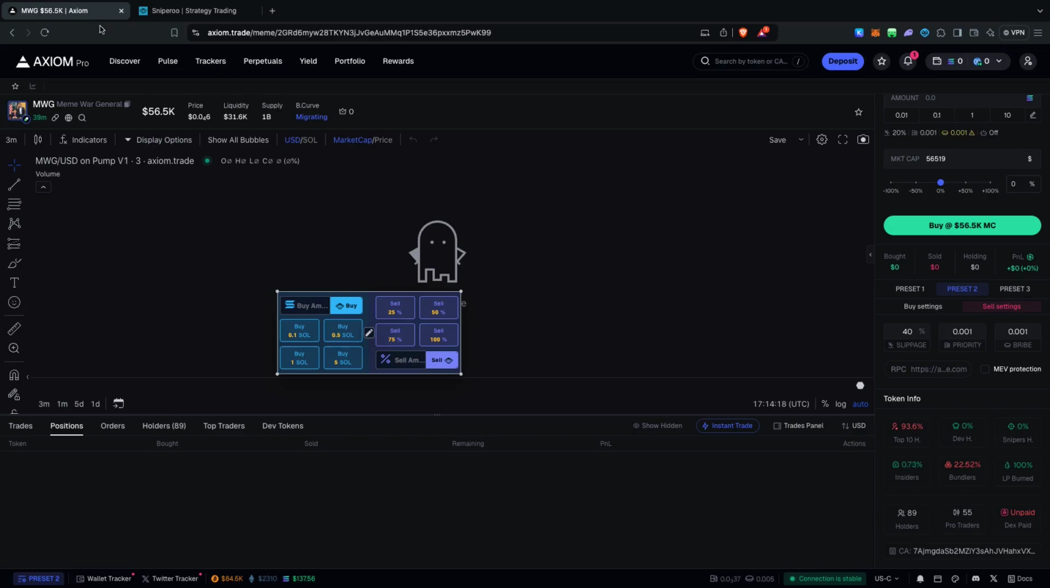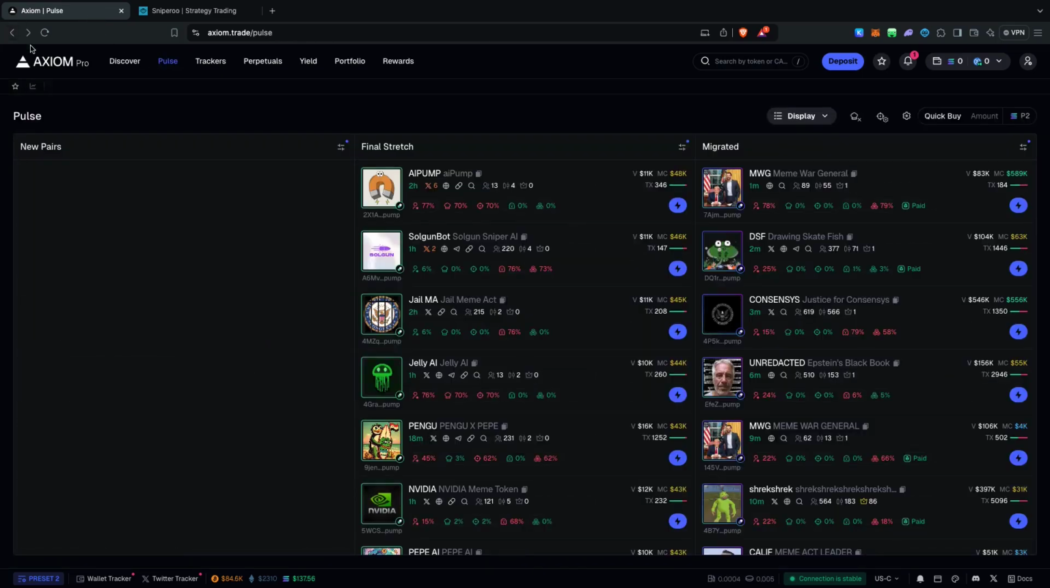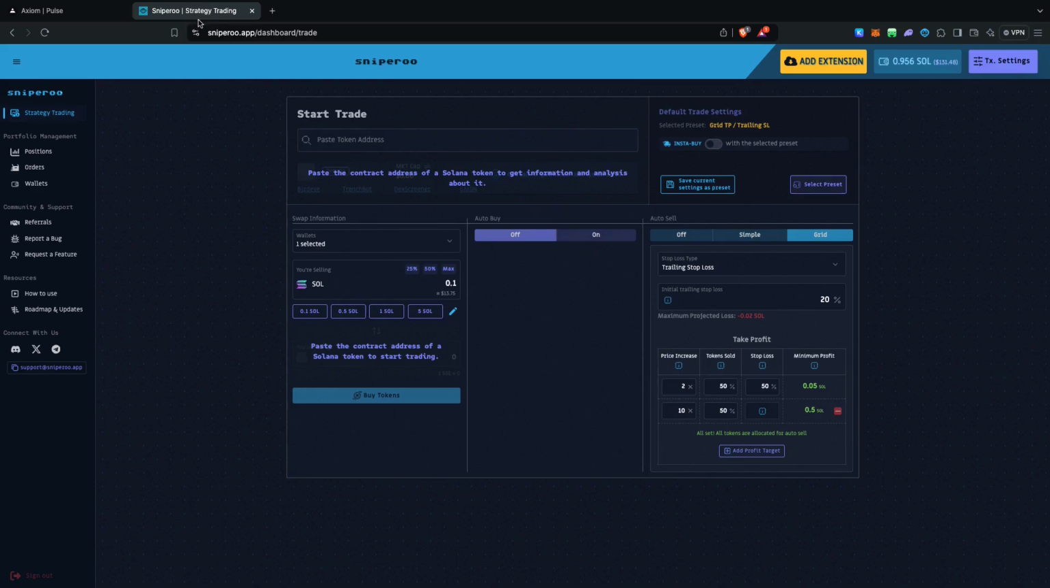Okay, the filters are going to give you the best play possible, the best meme coins to trade in, but your execution, your setup in terms of functionality, is going to be handled by SNIPEROO.